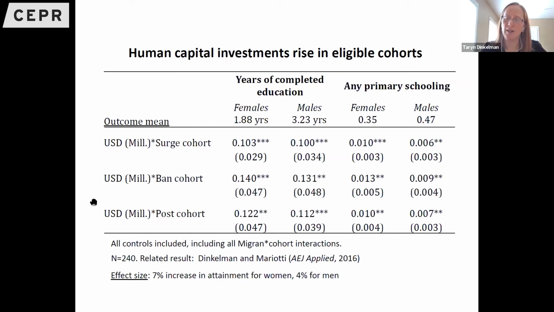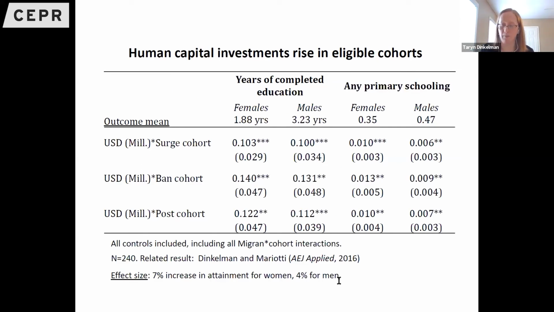And what you see here is estimates for the interaction of the amount of migrant money coming back and your cohort. All of these coefficients are large relative to base. They're strongly significant. What that suggests is that an additional $1 million coming back in buys about between 0.1 and 0.4 more years of education for women. Relatively, that's about a 7% increase in educational attainment for women, about a 4% increase in attainment for men.